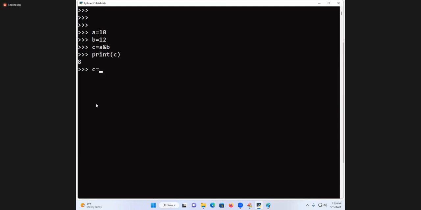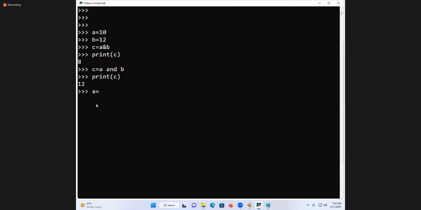If I write C is equal to A and B, A and B I am writing. What is an answer, guys? Come on. So, print of what here? C. Answer is what? 12 is an answer. Already you know yesterday. It is completely different or not? Yes, completely different.